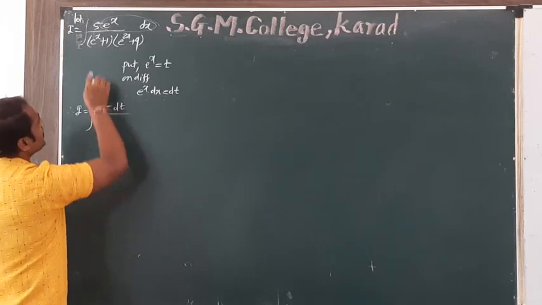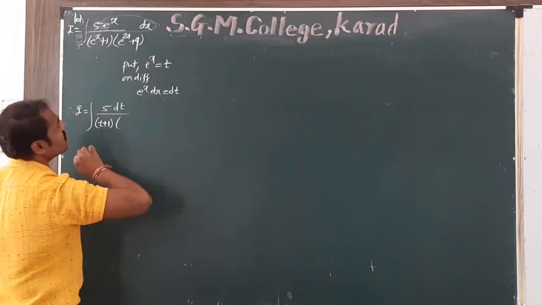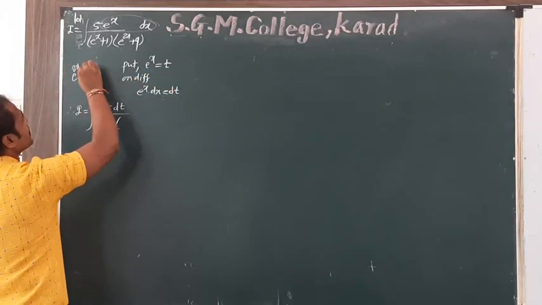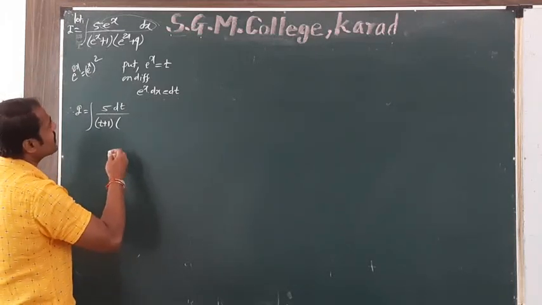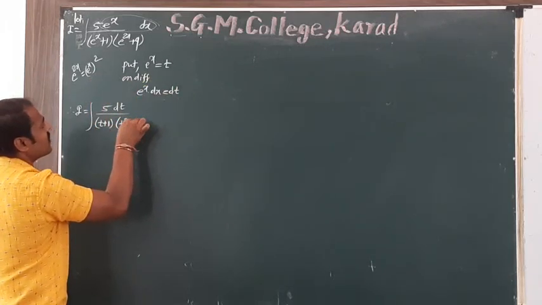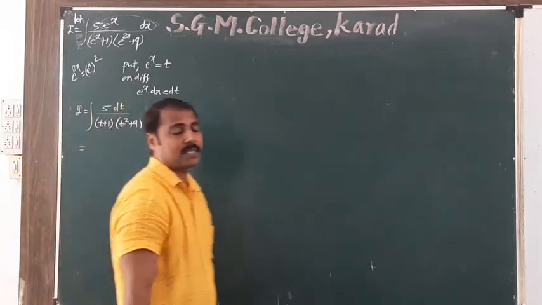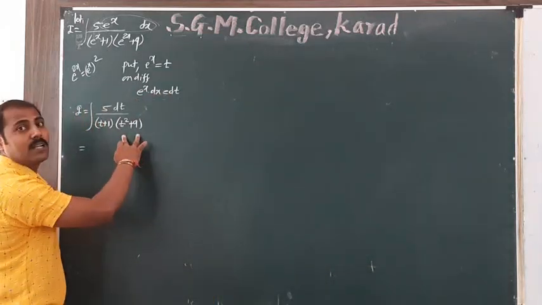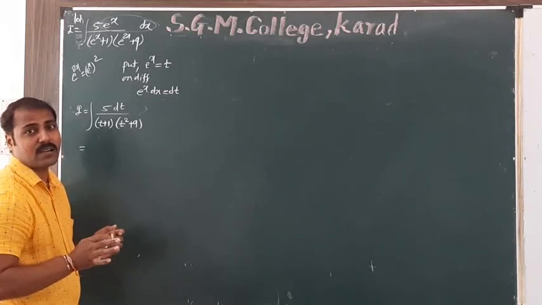So the integration becomes I is equal to the integration of 5 dt divided by t plus 1 into, here the term e raised to 2x, which can be written as e raised to x whole square by the law of indices. So I can write this as t square plus 9. Look at the denominator carefully. The denominator contains one linear factor and one irreducible quadratic factor, because t square plus 9 cannot be factorized.